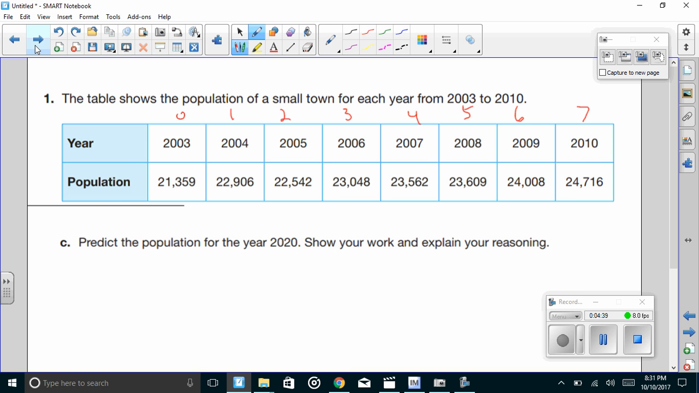Okay, now next it wants me to predict the population for the year 2020. Okay, well, we've already started the list of numbers and we went all the way up to 2010, and with that being 7. And since 2020 is 10 years from 7, the X value we want to plug in is going to be 17.